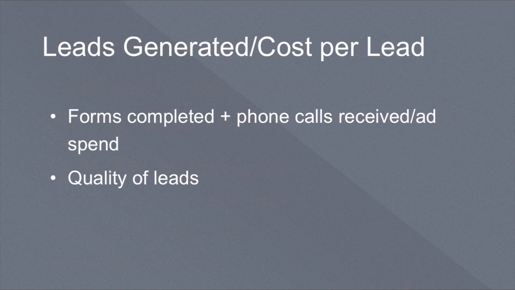If we can't get revenue, and we can't get profit, then our fallback position is our number of leads generated or our cost per lead. So in a lead generation business, this could be the number of forms we get, the number of phone calls received. Both of those added together, divided by our ad spend, is our cost per lead. So that's the alternative way we can look at this.